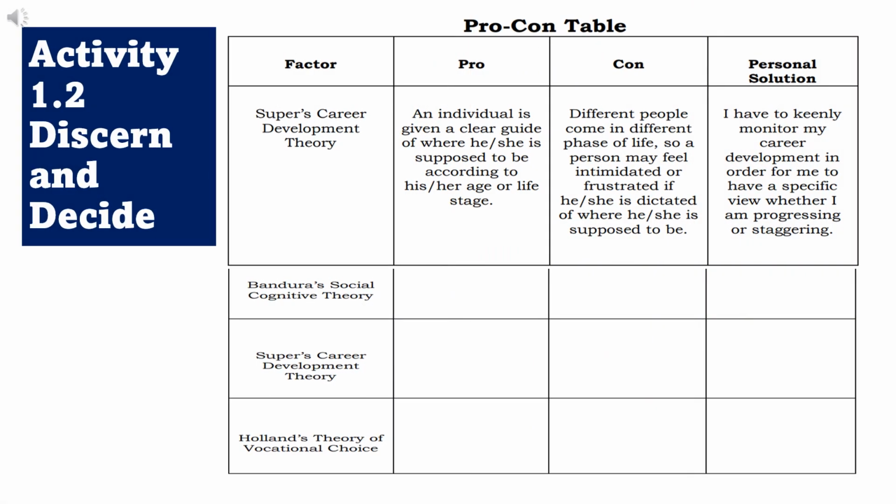Activity 1.2 Discern and Decide. It is said that there are always 2 sides to a coin. Through this activity, your analytical thinking skill will be challenged because you have to realize the two sides of each career development concept discussed in this module. Write the positive implications, pros, and struggles, cons, that you as an individual realize from the enumerated concepts. Your answers may come from your experiences, observations, and beliefs as a K-12 student. You are given an example for guidance.